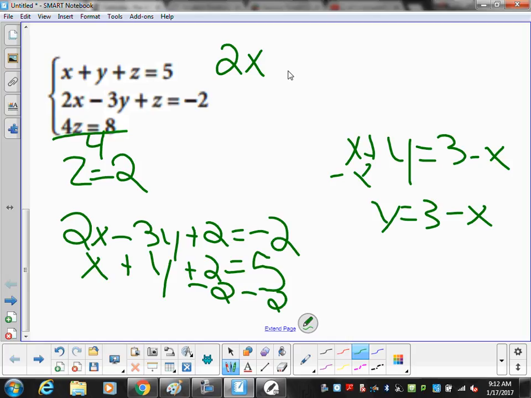All right. So once you have found out what y is equal to in this problem, which is 3 minus x, you're going to go back to that second equation, and you're going to plug in the value, the 3 minus x, in for the y.